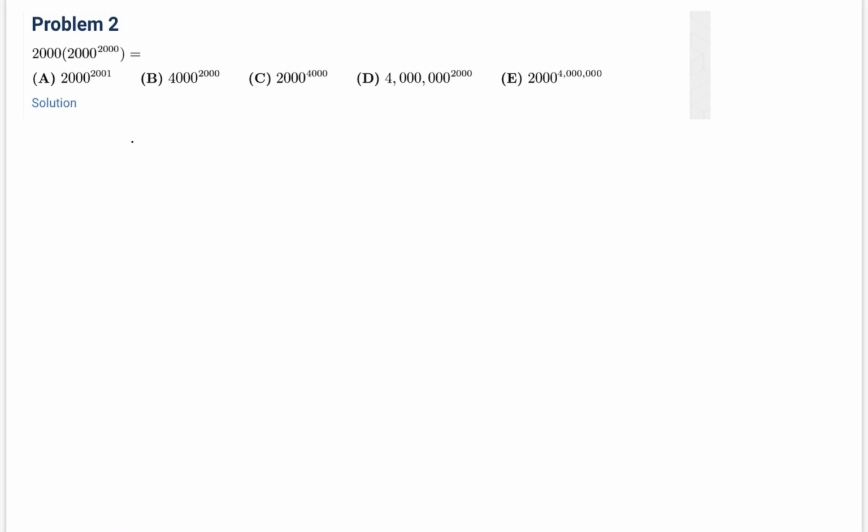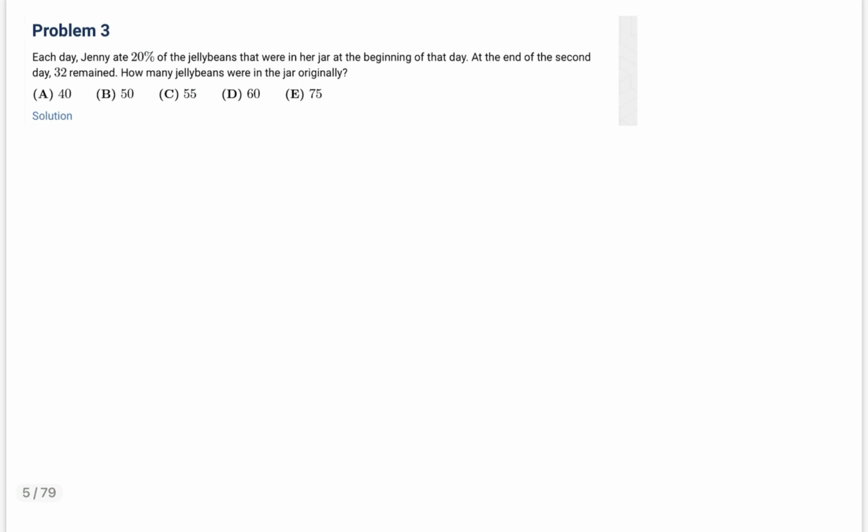Problem number 2. 2000 to the 2000th power, which should be a 2-second for everyone. 2000 to the first power times 2000 to the 2000th power equals 2000 to the 2001st power, which is A.